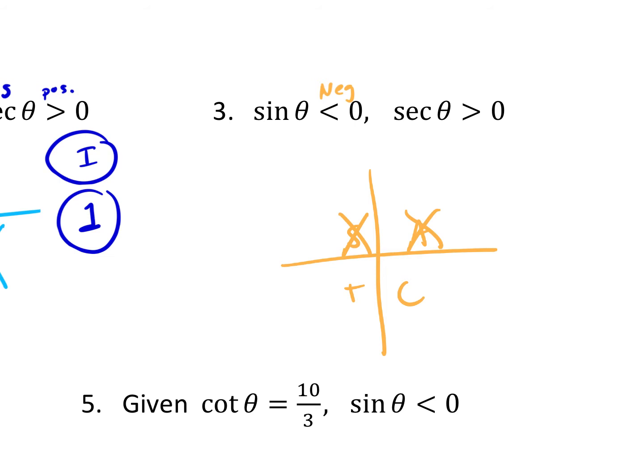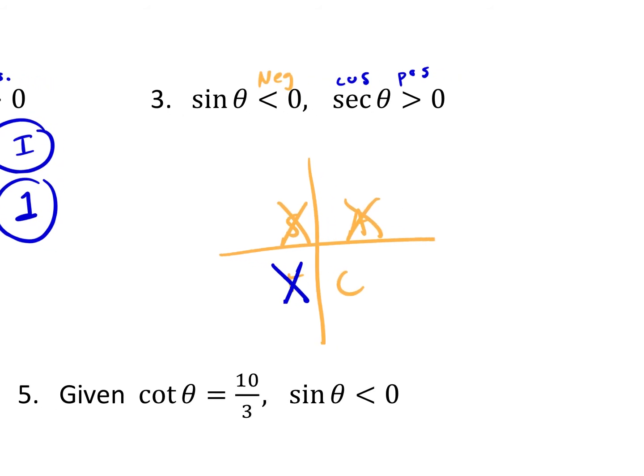Next, we have secant. Secant is greater than 0, so that means it's positive. And secant goes with which trig function? Cosine. So where is cosine positive? In the cosine quadrant, so we can cross out tangent. And which quadrant is that? Quadrant 4.